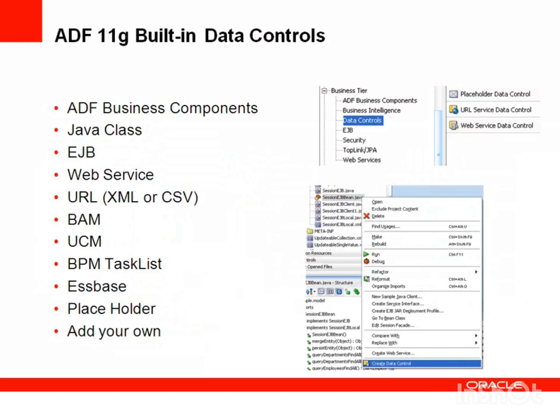Oracle ADF provides built-in data controls for ADF business components, Java classes, EJBs, web services, XML files and CSV files, as well as a URL data control. The BEM data control and the BPM task lists allow you to interact with the Oracle SOA Suite. A UCM data control allows you to interact with a content management system. Essbase allows you to interact with BI information. Placeholder data controls allow you to more easily design a user interface even if you don't have the actual business services already implemented, and you can also build your own data control.